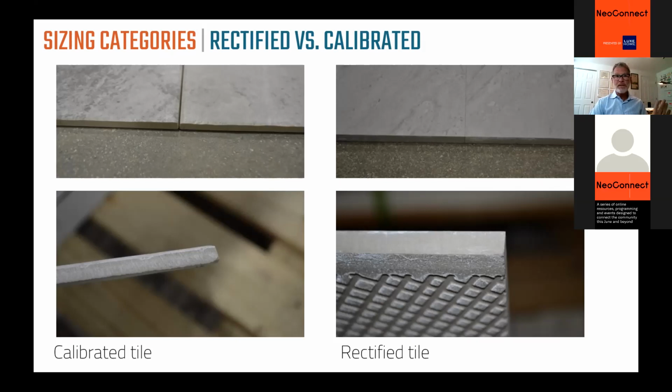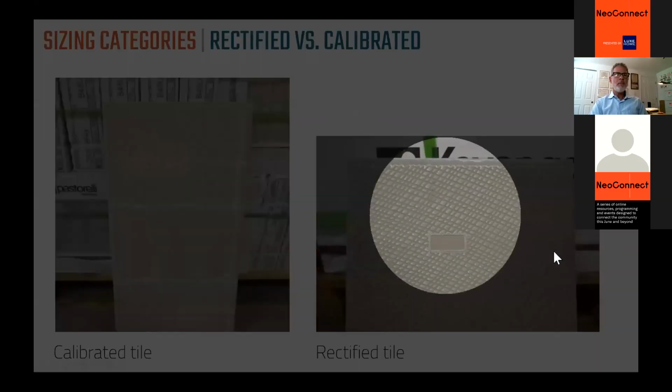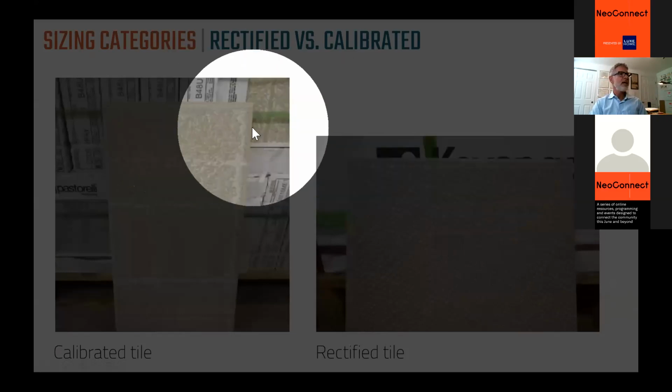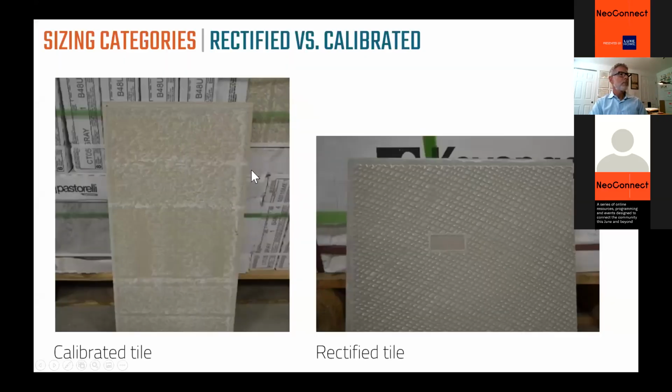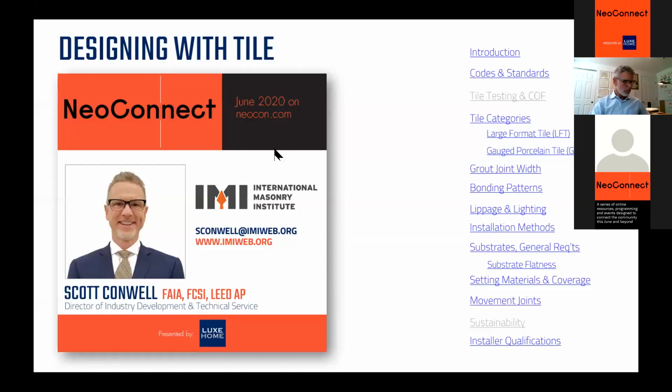We'll come back to this idea when we talk about grout joints, but I wanted to introduce it to you here. For a rectified tile, you can see the cut edge and the square corners, whereas calibrated is not going to be quite as exacting. So let's move on now to large format tile.